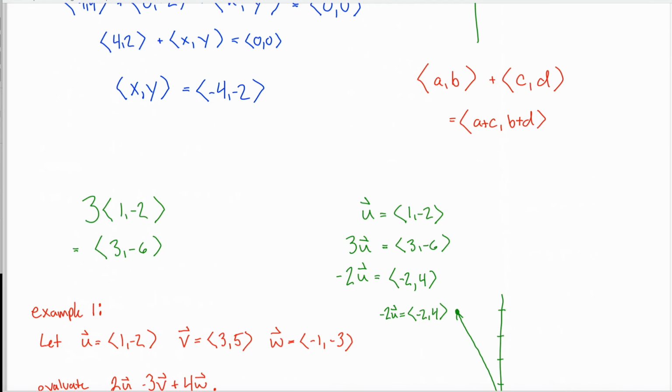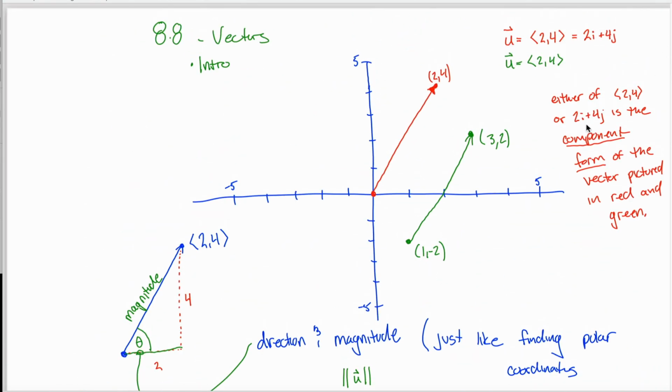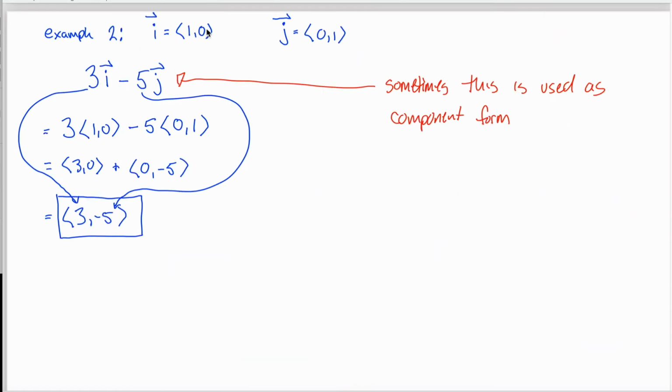Going back to the very first video that I made on vectors, we had this vector u, and I said that either 2i plus 4j or 2, 4 can be used as the component form of the vector. Maybe now we can see how these are really the same thing. This is 2 times the unit vector 1, 0, and this is 4 times the unit vector 0, 1. Since i has a 1 as its first component and a 0 as the second component, whatever the scalar is that I'm multiplying i by will become the new first component, and the second component will always stay at 0. Similarly, the scalar that I multiply j by will completely determine the second component. The first component will always stay with 0.